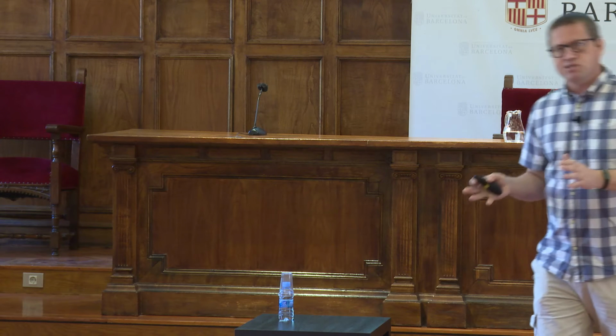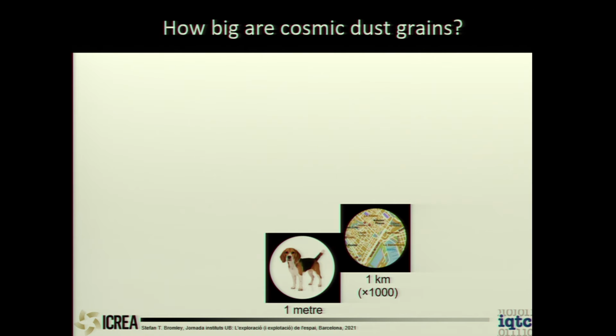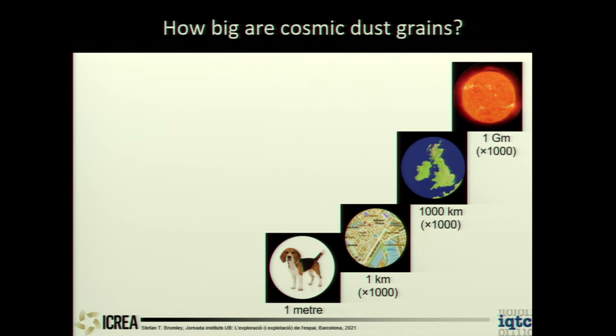How big is it? How big is dust? Well, let's start again somewhere familiar. 1 meter. This dog is about a meter. Okay. What if we go 1,000 times bigger than the dog? A barrio of Barcelona, for example. 1,000 times more, a country, my home country, about 1,000 kilometers. 1,000 times more, we get to more or less a small star. So this is like a gigameter, a million kilometers across. That's how big a star is.